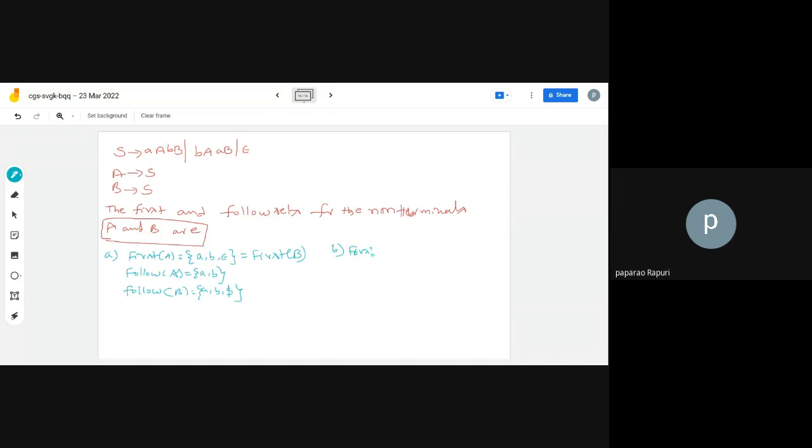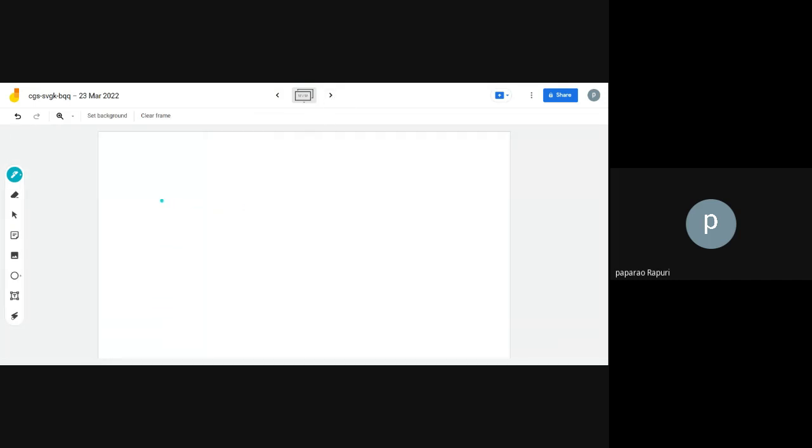Option B. First of A equals to A comma B comma dollar. First of B equals to A comma B comma epsilon. Follow of A equals to small a comma b. Follow of B equals to only dollar. I will write remaining options in the second slide, sir.